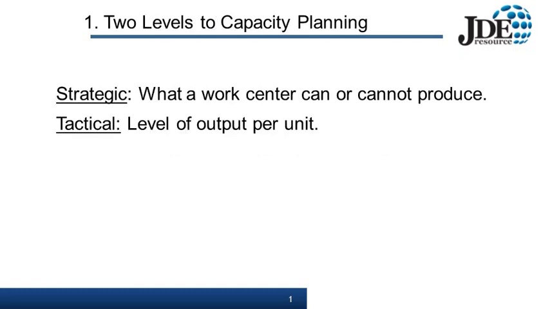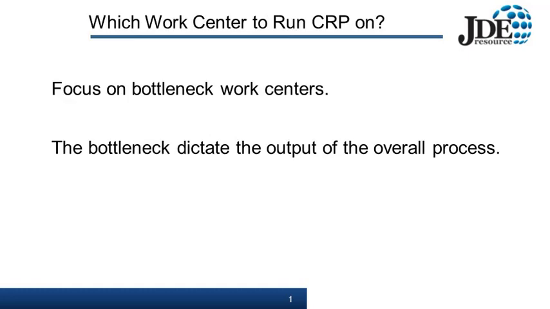Capacity has two levels, strategic and tactical. At the strategic level, capacity is all about what that manufacturing work center can or cannot do. At the tactical level, it's all about the level of output per unit. Now you may ask, which work centers do we really want to run capacity planning on? The question really is, which work centers and operations are the bottleneck? That should be the focus.